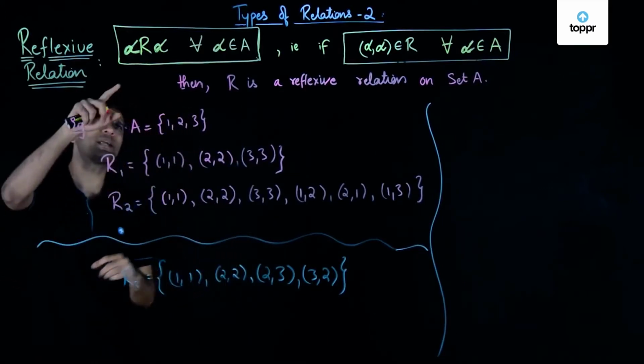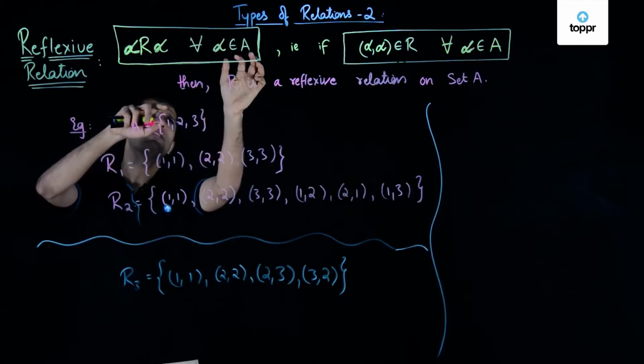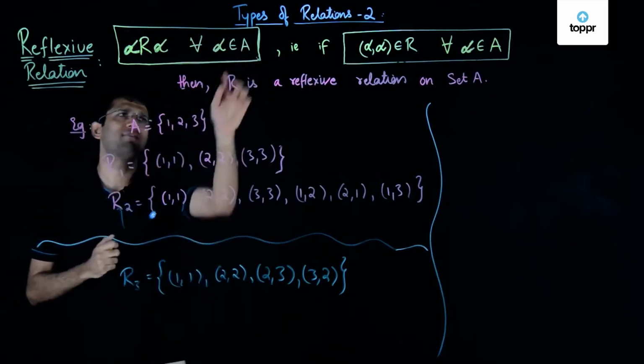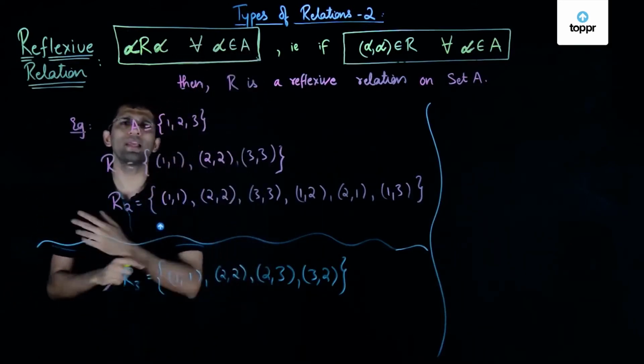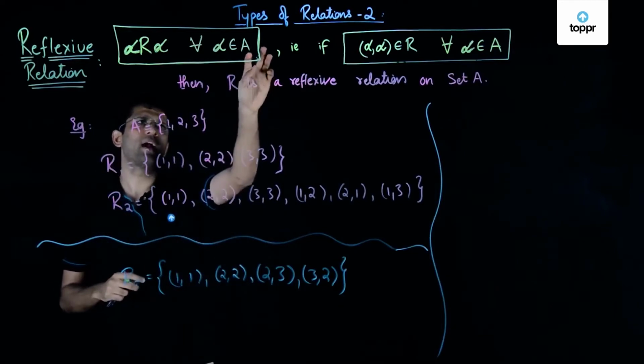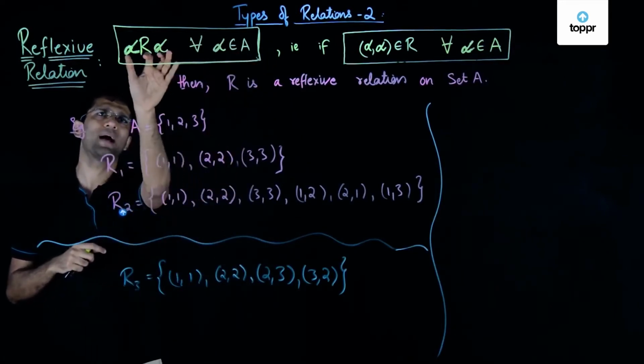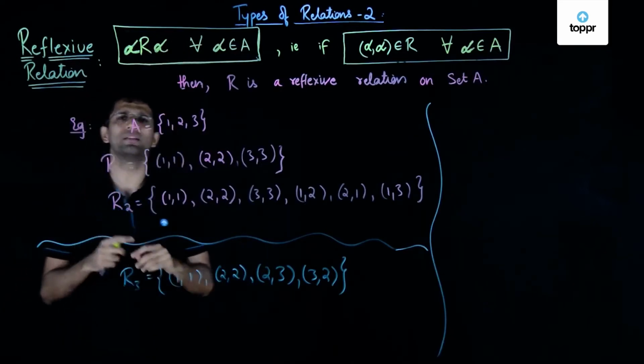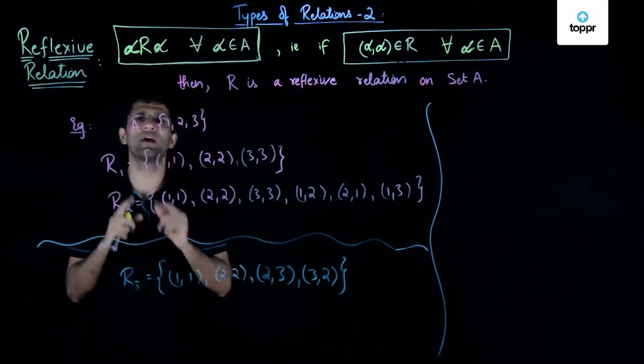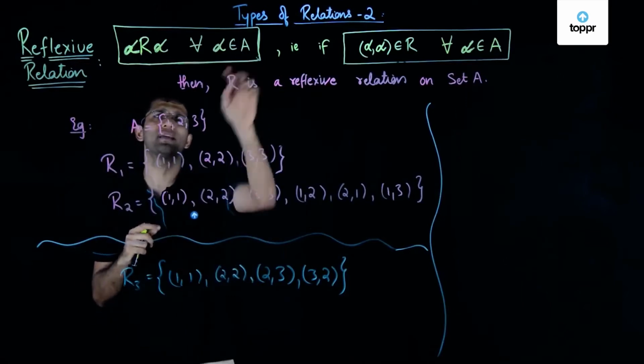Well, the first statement I said was: if we have a set capital A of which alpha is any element. So alpha can be any element of set capital A, and for every element of set capital A, if alpha is related to itself by the relation R, then we say that the relation R is said to be a reflexive relation on the set A.